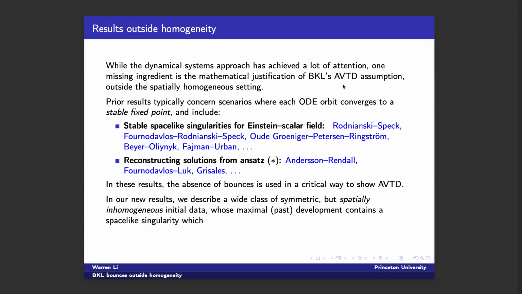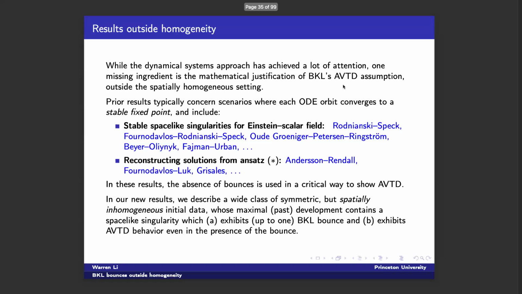So what I want to do is describe some new results where we describe a wide class of spacetimes which are inhomogeneous and contain a singularity, but which also exhibit at least one of these bounces, at least one of these transitions between an unstable fixed point and a stable fixed point. And secondly, it also exhibits this asymptotic velocity term dominance behavior, where somehow we can still say something in terms of the X derivatives. Any questions?